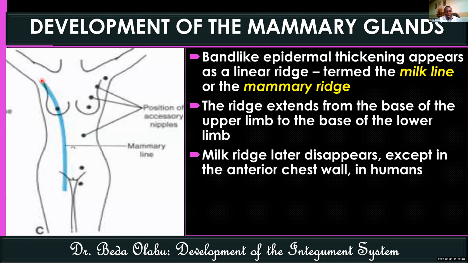Now, as time goes by, in humans, that band-like thickening will involute. So many parts of it will just disappear. However, because we're humans, it doesn't disappear totally. There's a region that remains. The region that remains is usually in the anterior chest wall. Now, this is because in humans, we only have one pair of breasts, which are in the anterior chest wall. So that's the only place where the breast will form.